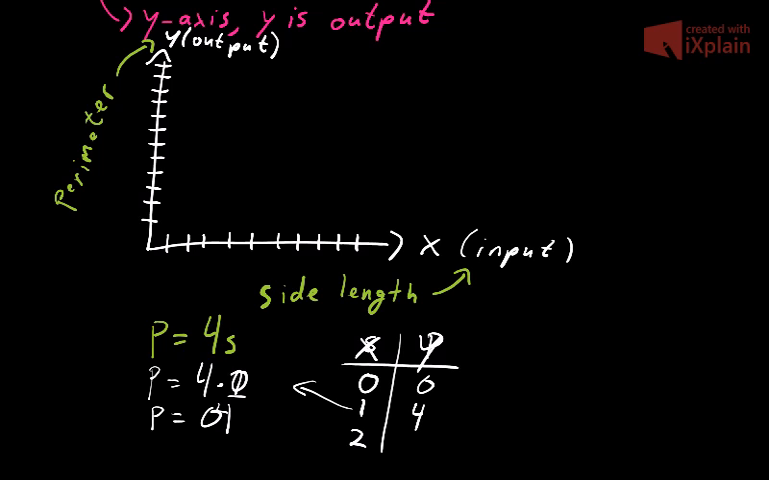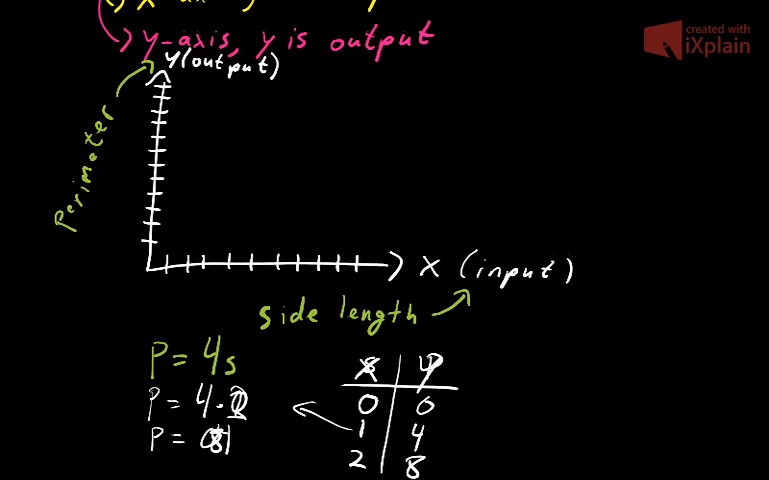And I'll try it one more time for S equals 2. Replace S for 2 right there, and I get P equals 8. The 8 goes right there. So now all I have to do is put points down at (0, 0), (1, 4), and (2, 8). And if I look, these points should be in a straight line. They can draw right there.